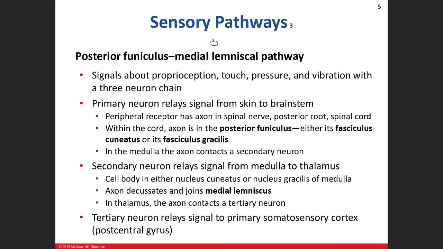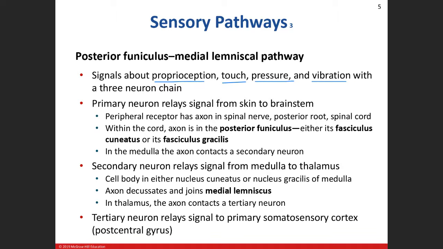Okay? All right. So first, what you need to know for the medial lemniscal pathway is the type of information that it carries. Make sure you know this. Proprioception, touch. That includes light touch. Right? Pressure and vibration. Okay? So you need to know, because you'll be asked that, possibly, right, that the medial lemniscal pathway carries proprioception, touch, pressure, and vibration. It's going to use that 3-neuron chain that I just went over, okay?